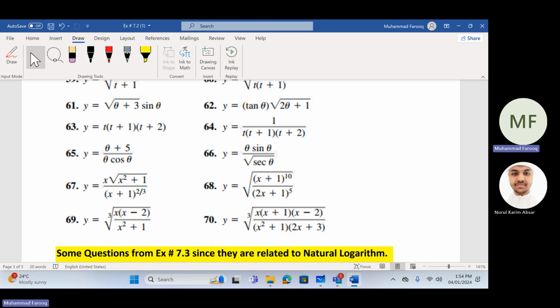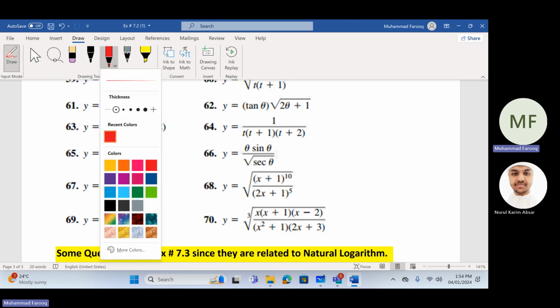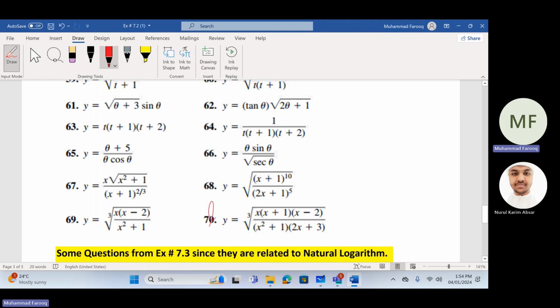So what do we do? We apply ln on both sides. That is how you start the question. Now it becomes the argument. And you know very well, if the argument has a power or product or quotient, we can use properties. Put 1/3 outside and then you solve.